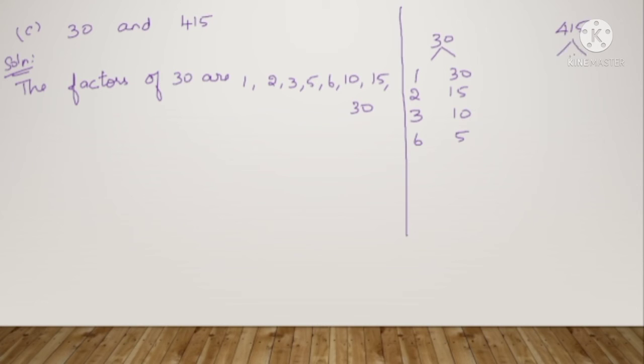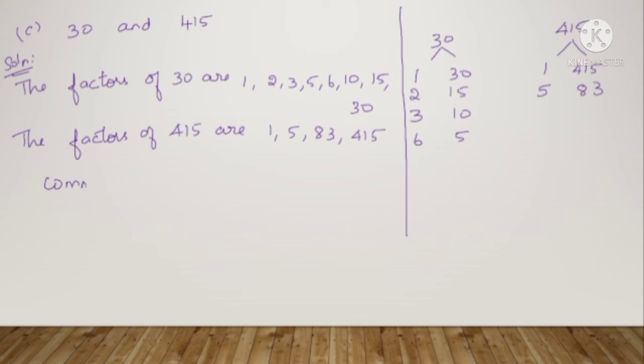So 1 into 415, and similarly 415 into 1, and then the 5 table. Because it is ending with 5, we can choose the 5 table. 5 into 83 gives 415. Then it won't be divisible by any other tables. So let us write the factors. The factors of 415 are 1, 5, 83, 415.